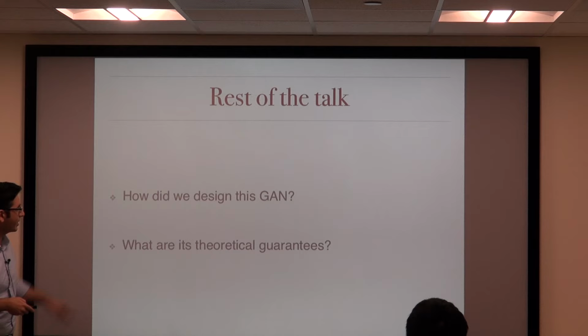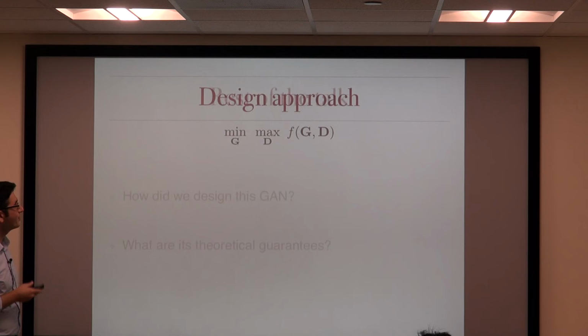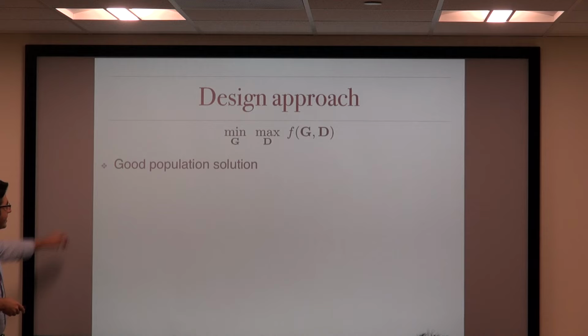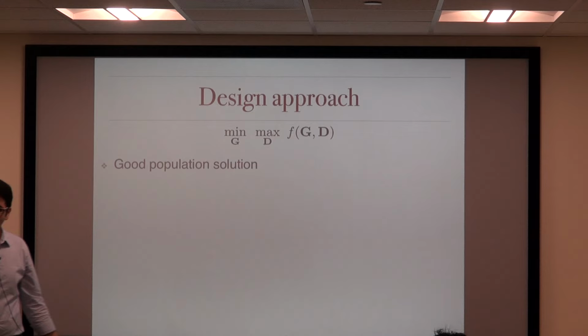Anyhow, how did we design this GAN? Did we cheat? Hopefully we didn't. What are the theoretical guarantees and what are the lessons we can learn from this architecture? As I said, we think about the GAN as a min-max optimization over an objective function that couples G and D. First, we'll think about a good population solution. What does this mean? Don't worry about the number of samples you have. I give you an infinite number of samples. Life is good. Go and design a good GAN architecture.